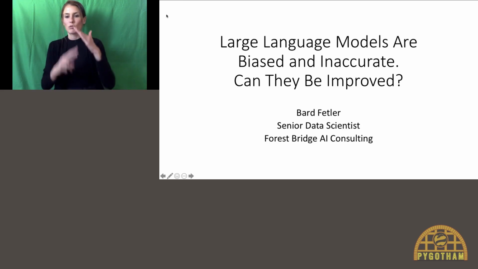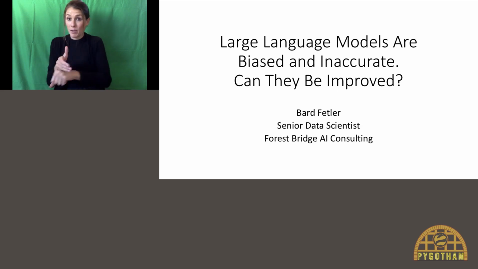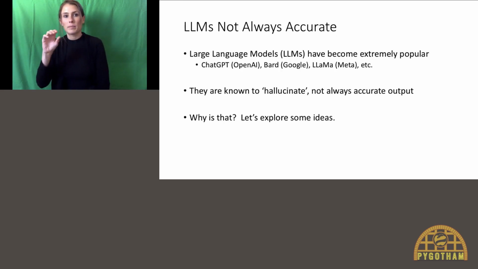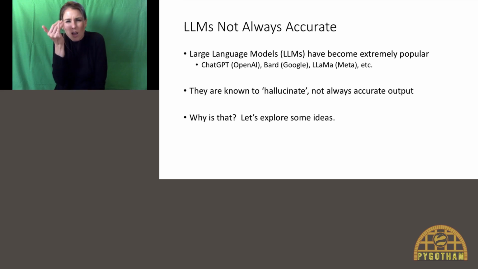The topic I'd like to address today is: large language models are biased and inaccurate. Can they be improved? LLMs are not always accurate. They have become extremely popular: ChatGPT, Bard, Llama, etc. But they are known to hallucinate and do not always produce accurate output. Why is that? Let's explore some ideas.